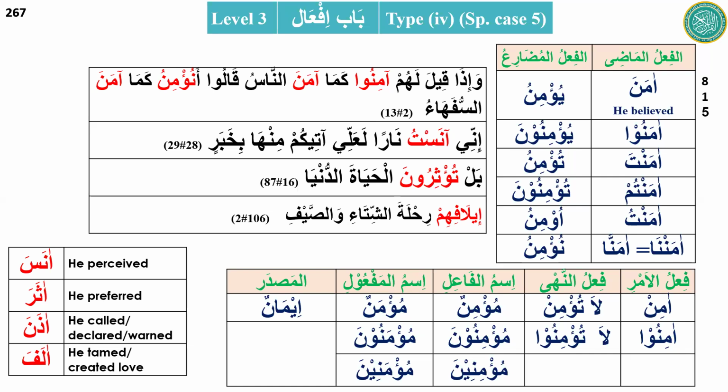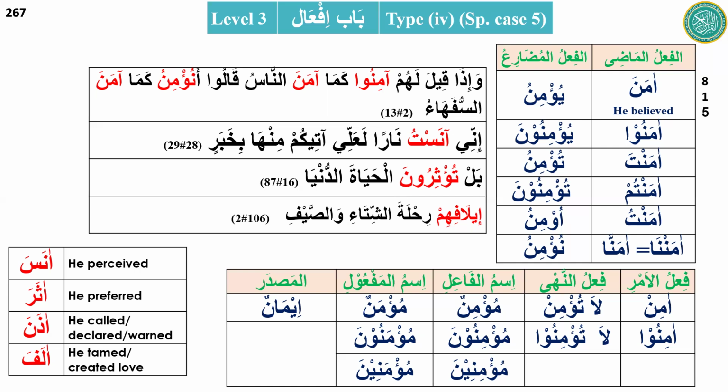Wa and iza, when. Qila, we will do that. You can guess that it is from qala yaqulu. Qala means he said, and qila is passivized. Qila means it is said. It is the passive of qala. Qala means he said, and qila means it is said. Okay, keep going.